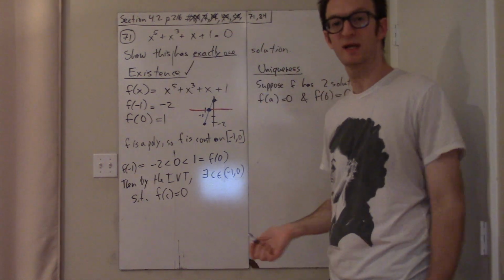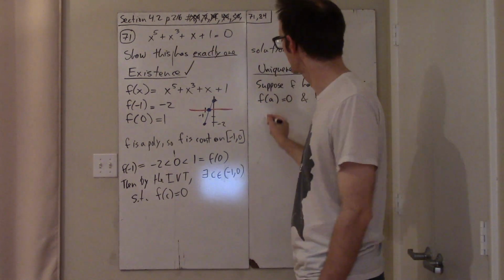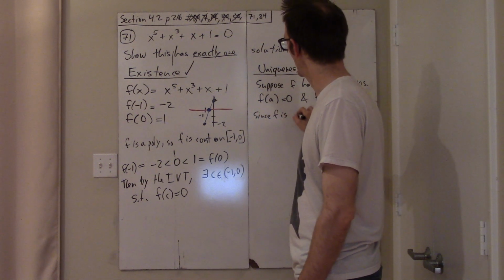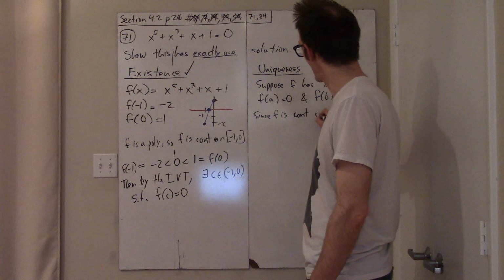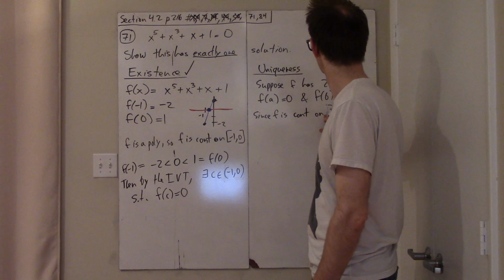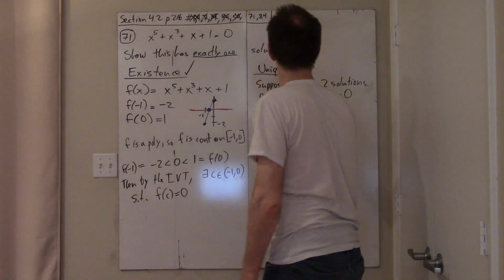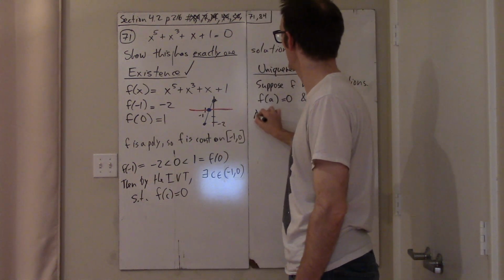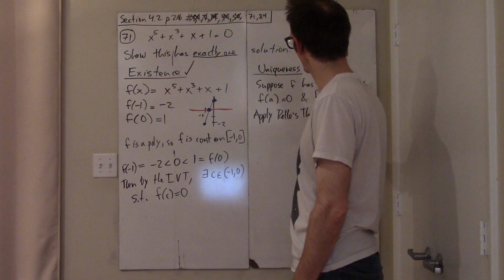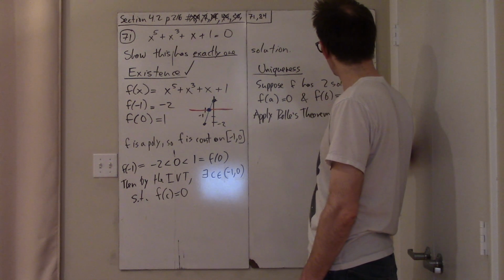Well, that just can't be, because this is a polynomial. Polynomials are also differentiable everywhere. And so now, since f is continuous on the interval, okay, maybe what I should do is state what I'm trying to do. What I'm going to do is apply Rolle's theorem to f on the interval a, b.